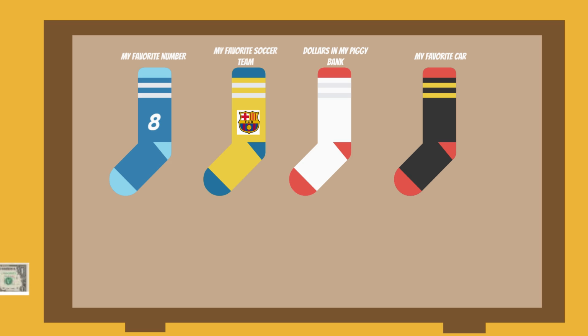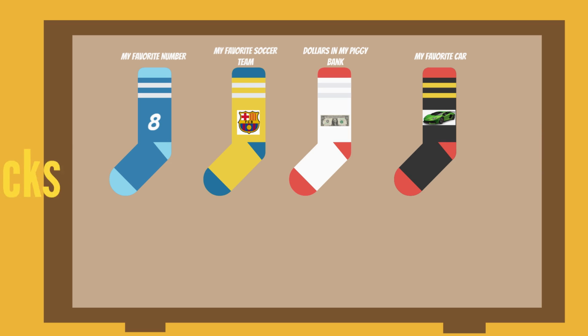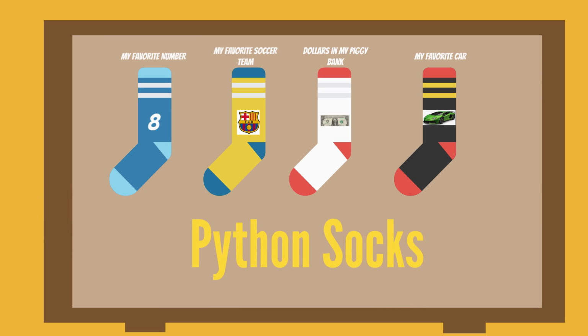Then, I have the sock that I use as a piggy bank to store my money. And finally, I have my favorite car sock. My favorite car is a Lamborghini. So believe it or not, this is kind of how a computer's memory works when you are writing code and saving information that you want to use later. As you can see in this example, it's kind of like storing things away in your trusty socks that you can retrieve from at a later time. I like to call this my Python socks.